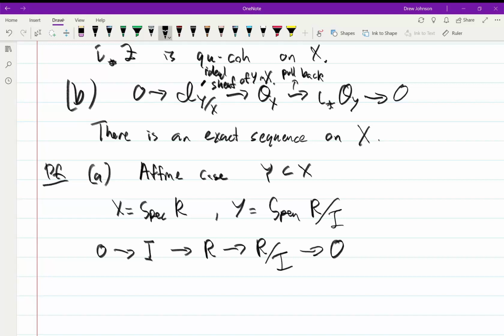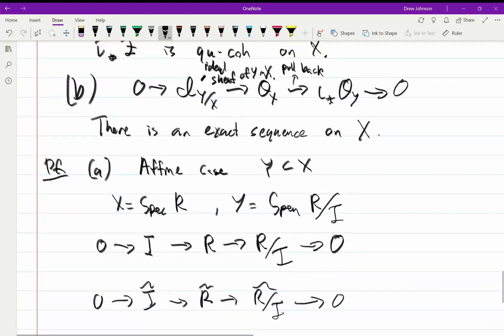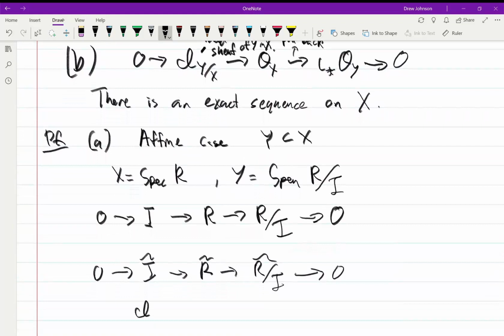So this is an exact sequence of R-modules, right? And if you just take the tildes of all these, then this will be exactly the thing you want from part B. So this here will be the ideal of Y in X. R tilde is just O_X, and R/I tilde is the pushforward of O_Y. All right, so I guess that's the proof of part B rather. So maybe I should change that.